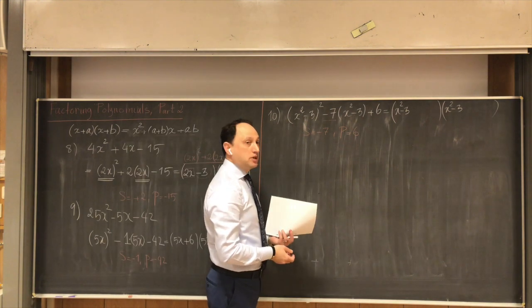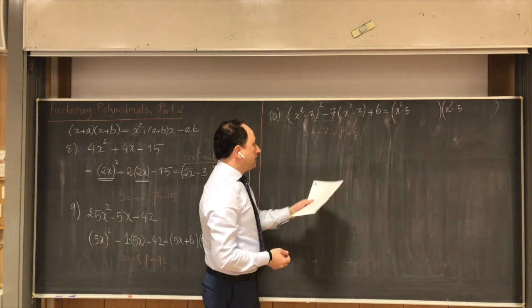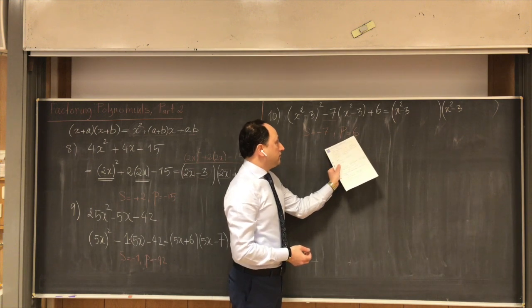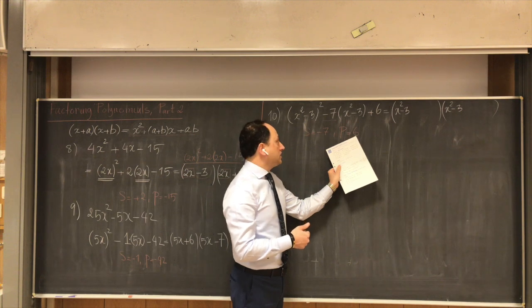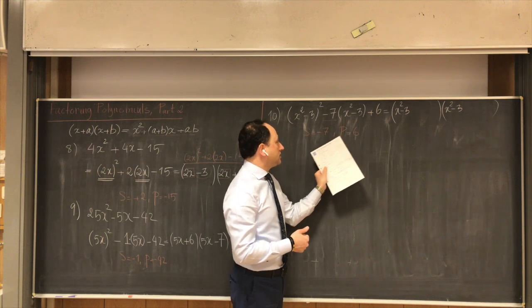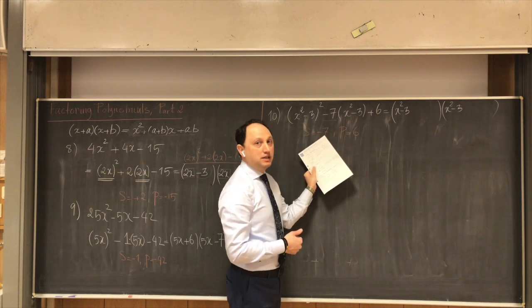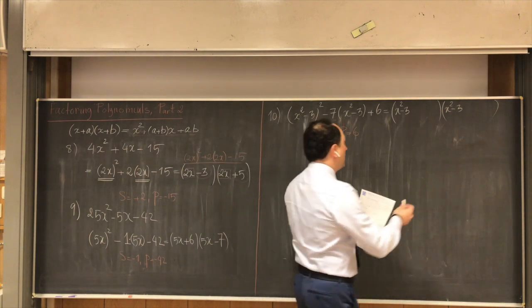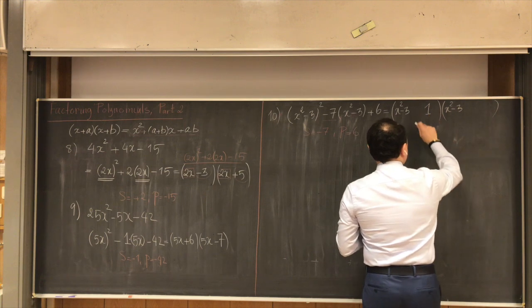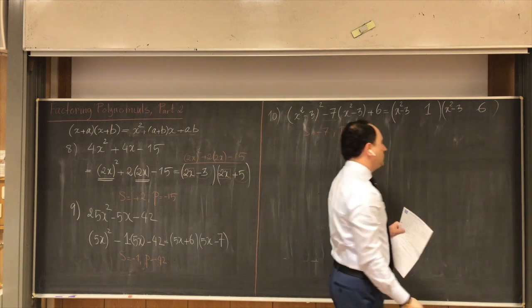Okay, so what are those numbers? The numbers that will give me the product 6 are 1 and 6, and 1 and 6 is actually good, because 1 and 6 added will give me 7, but I need to adjust the signs. So I would write 1 and 6 here, but I need to adjust the signs.